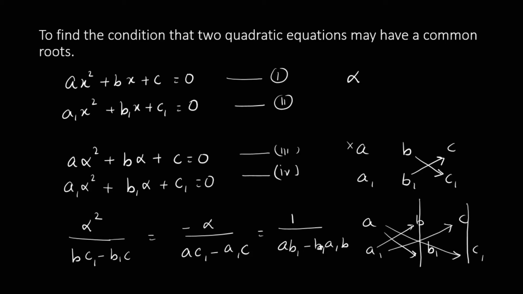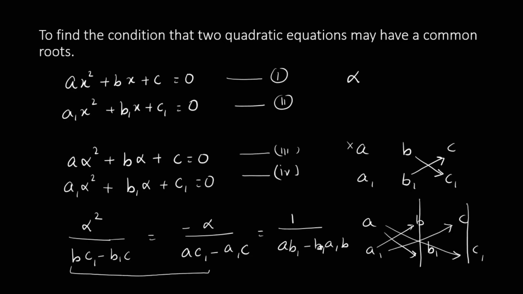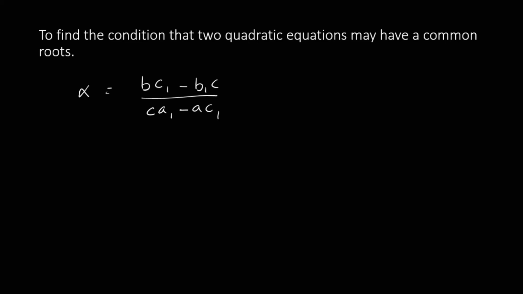So by using the first two, we can write alpha equal to bc1 minus b1c divided by ca1 minus ac1. So this alpha is calculated from these two ratios. See here, alpha is cancelled out and the minus sign multiplies with b1c. So we have c1b minus b1c divided by ca1 minus a1c.